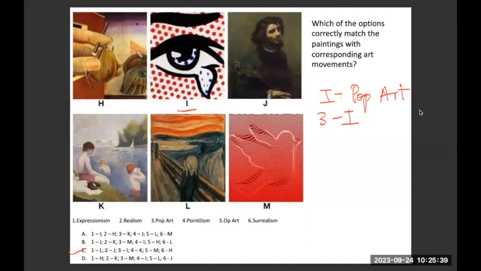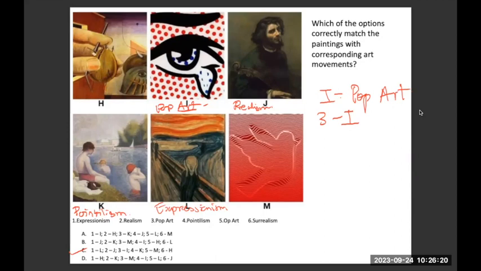So that means 1 is L, expressionism. I'll just write it here, expressionism. 2 is J, realism is here. Of course, this is also evident. This is pop art. 4 is K. 4 is pointillism. Trust me, I didn't know much about pointillism. I knew about realism, expressionism, and pop art.